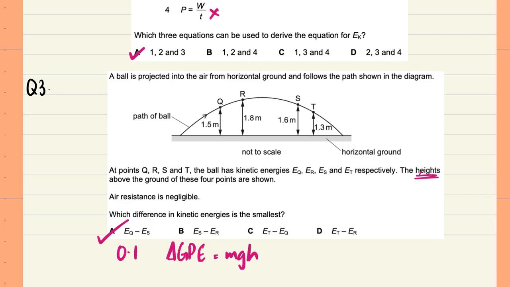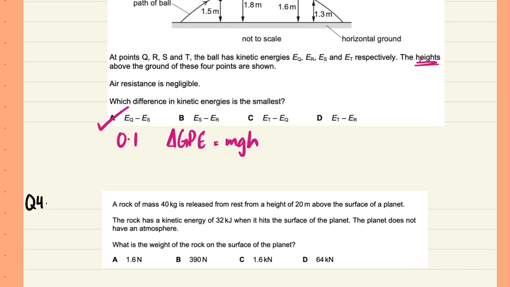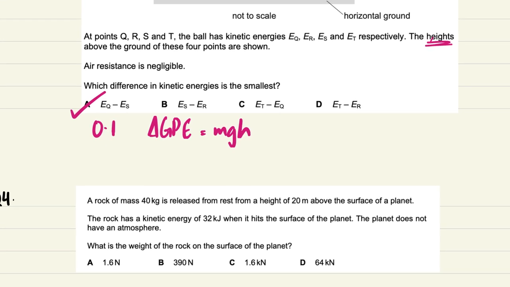S and R is 0.2 meters, T and Q is 0.2 meters, T and R is 0.5 meters. So it's none of these. The smallest distance, which is EQ minus ES, which is option A. Okay, how about this one?